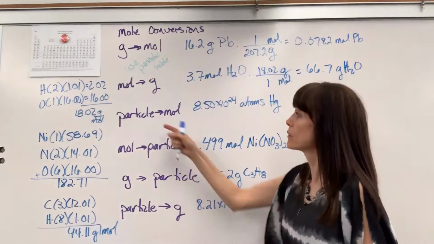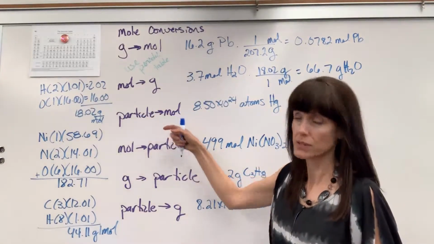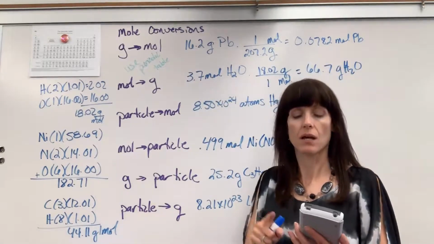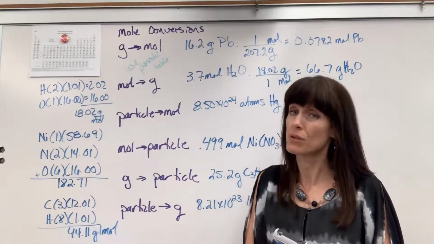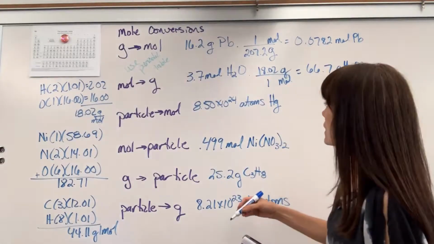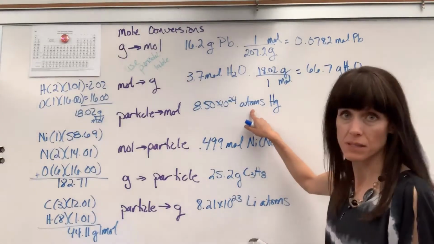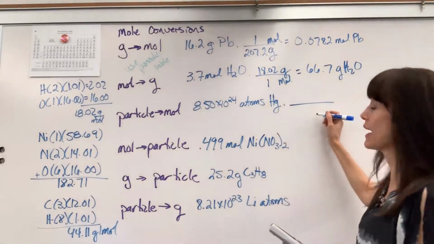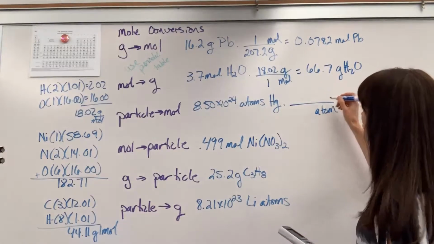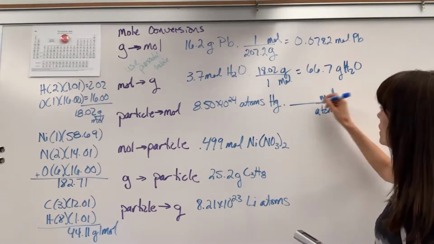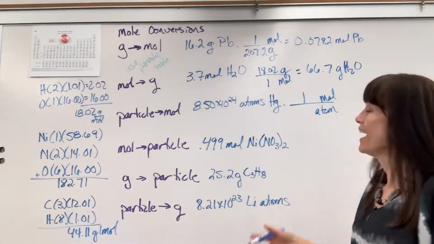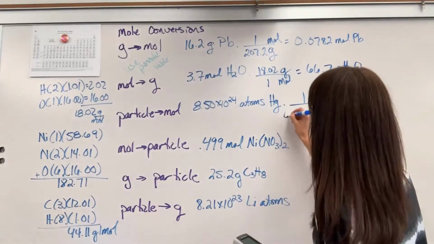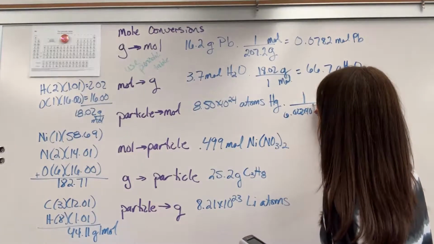Okay, now we're going to switch. Now we're going particles to moles. And remember, the particle can be anything. In chemistry, you're going to see words like compound, atom, molecule, formula unit, ion. Here, we want to go from atoms, that's my particle, to mole. So we want to get rid of the atom, put that on the bottom, and we want to end with mole. So mole always gets 1. 1 mole has how many particles in it? Avogadro's number, 6.022 times 10 to the 23.